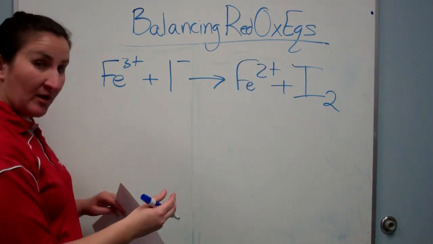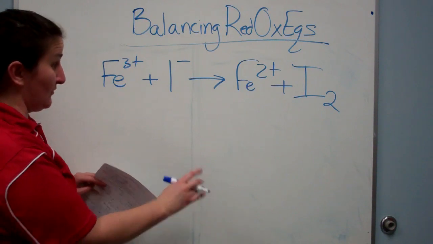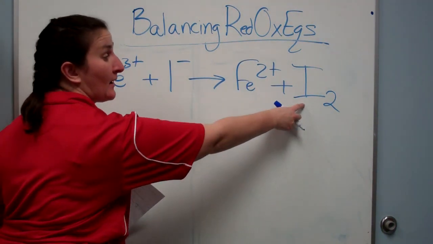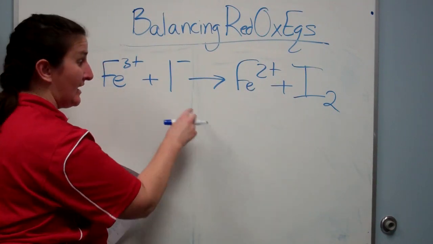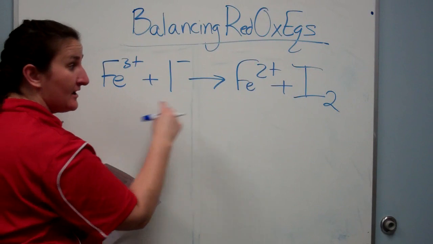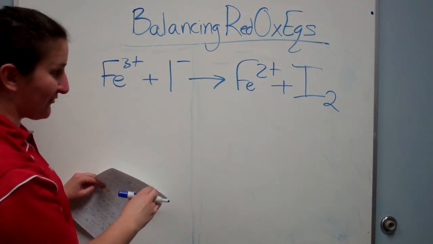Alright, here's the next equation we're going to do. Once again, note it's not balanced as far as charge goes. It's not even balanced as far as atoms go. Okay, that's a really good thing to note right here. I have 2 iodines and 1 iodine over here. Not balanced. +4 on this side, +2 on this side. Not balanced. So let's write the half reactions.